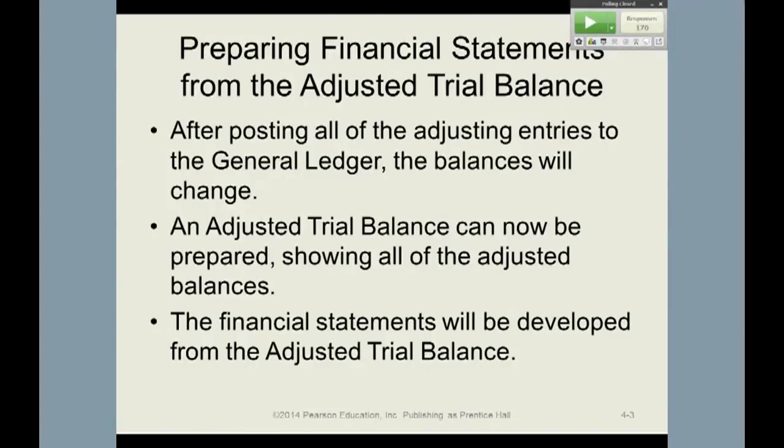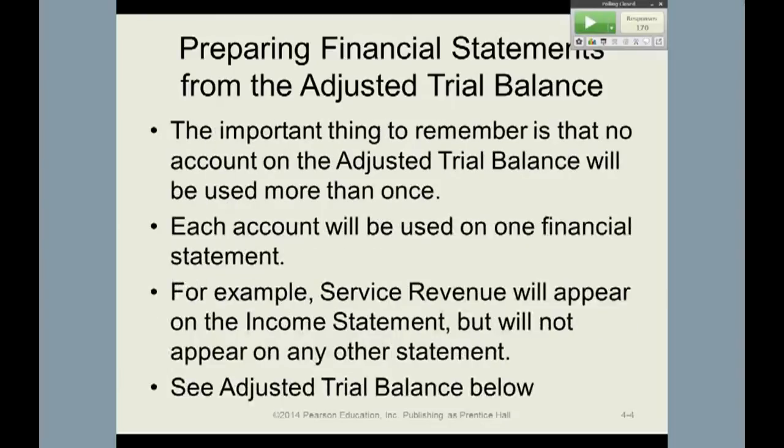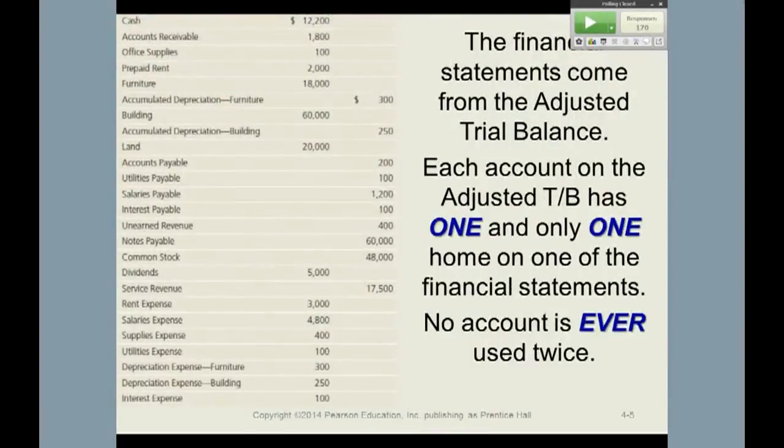Okay. Now, when we prepare financial statements, again, the process is that after we have journalized the adjusting entries and posted them to the ledger, the adjusted trial balance is prepared, and the statements take information from that adjusted trial balance. Again, it's the same adjusted trial balance we saw before. What we're going to do now is take a look one more time. I'm just going to review this with you, and that's what this book does. It tends to review a lot.